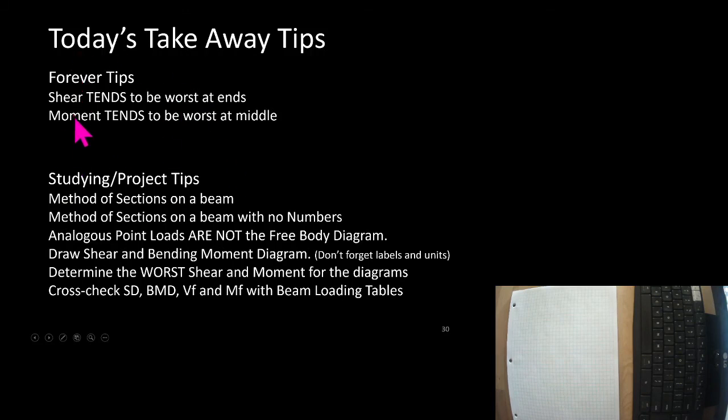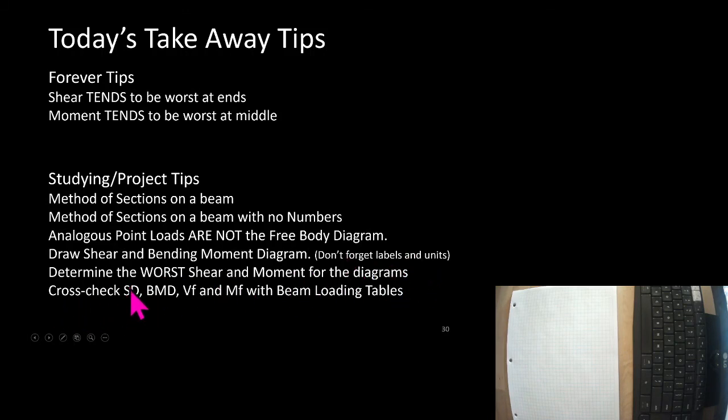But here's some forever tips. Shear tends to be the worst at the ends. Not always, but usually. Moment tends to be the worst at the middle, or where we have a high load applied. You should know how to do method of sections on a beam. You should know how to do method of sections on a beam with no numbers. You should understand that analogous point loads are not the free body diagram. You should be able to draw a shear and bending moment diagram. Don't forget the labels and units, they're super handy. You should be able to determine the worst shear and the worst moment from those diagrams.